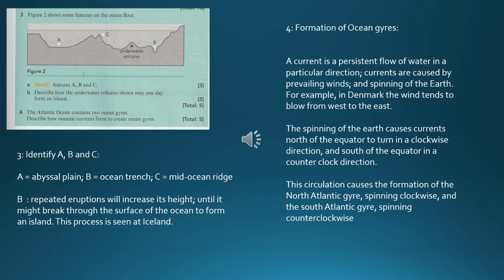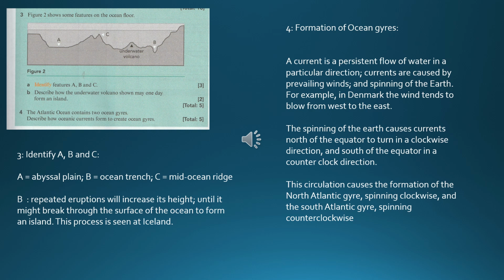My answer here would be, well, repeated eruptions will increase the height until it might break through the surface of the ocean to form an island. And just a little fact here, this process is seen in Iceland, where we see new islands growing. The last point you don't need to have in the answer, but it's just me.